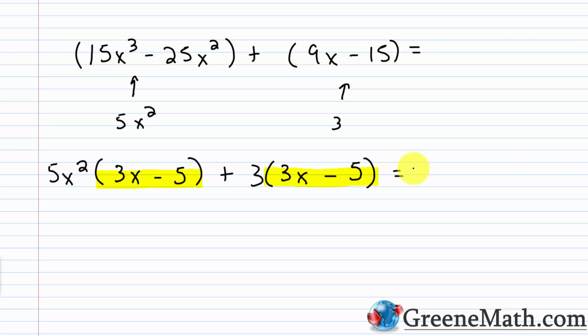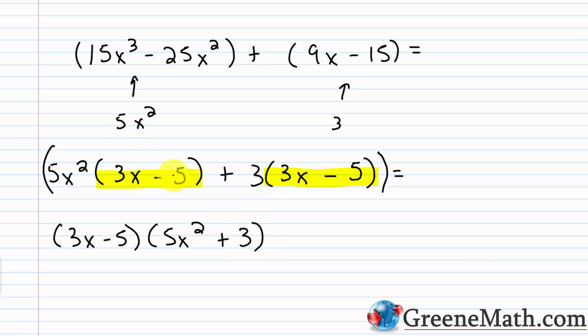Imagine I have parentheses around the whole thing, and I pulled out the 3x minus 5. What would be left inside? Well, I'd have a 5x squared plus a 3, right? Because this was pulled out. I can just draw an arrow down here. That's pulled out, put outside. That's what's left inside, the 5x squared plus the 3. So we have successfully factored this by grouping.